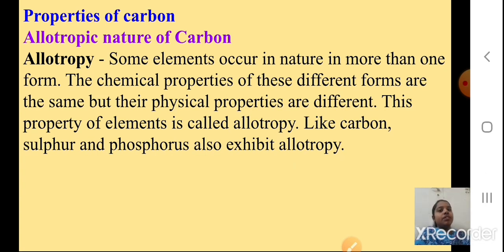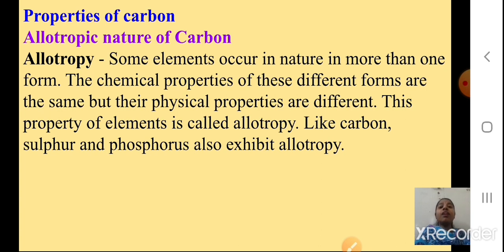Allotropic nature of carbon. Now what is allotropy? Some elements occur in nature in more than one form. The chemical properties of these different forms are the same, but their physical properties are different. This property of an element is called allotropy. The chemical properties of these forms will be the same, but their physical properties will be different. So this property of the elements is called allotropy.